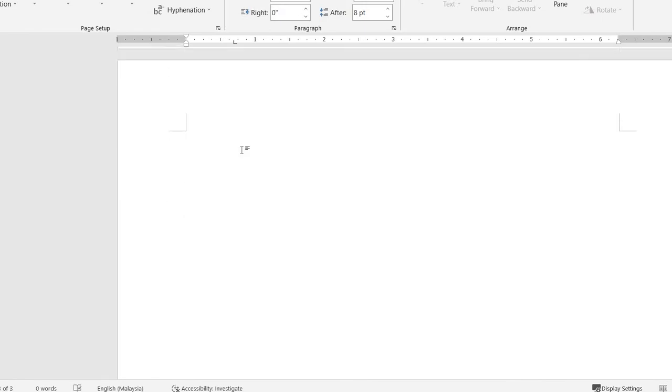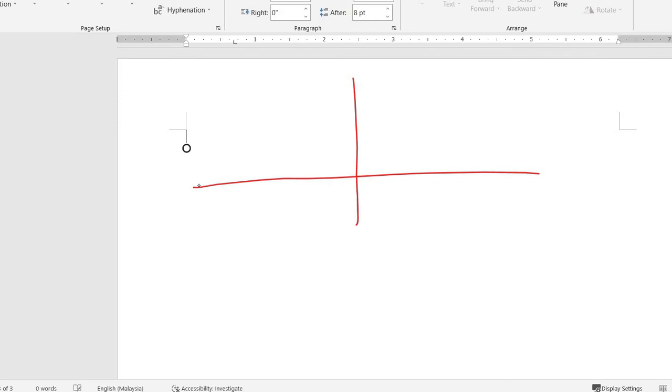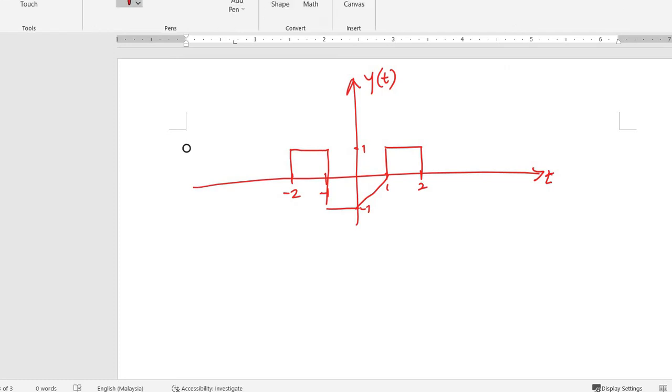Okay, we look for the y(t). This is the graph of y(t). Okay, and this is 1, this is 2. So it looks like this. Again, I separate this graph into, just now I used ABCD, right? So I use E, F, G, H. So what is the equation in this E, F, G, H?